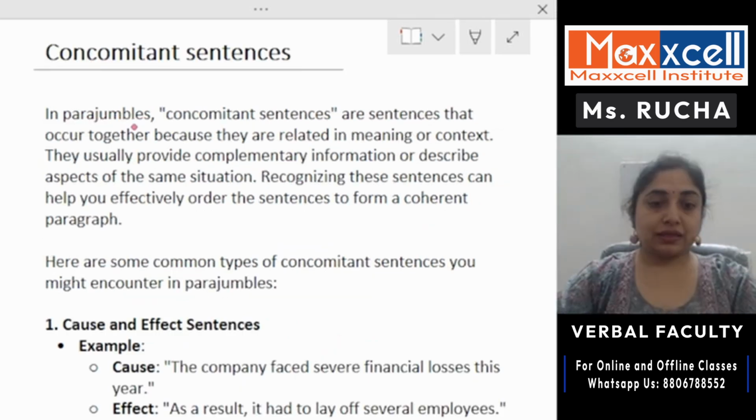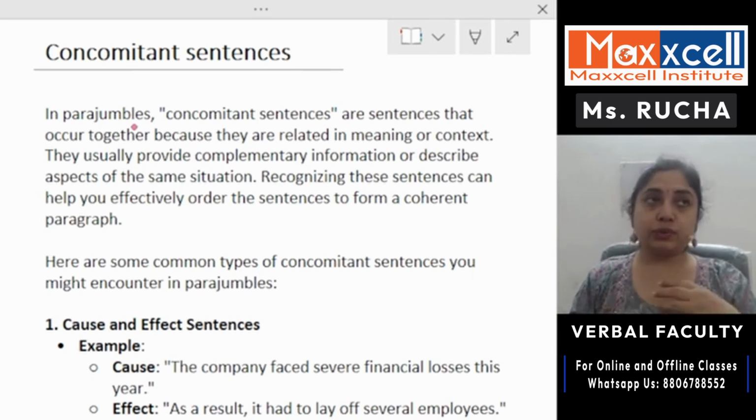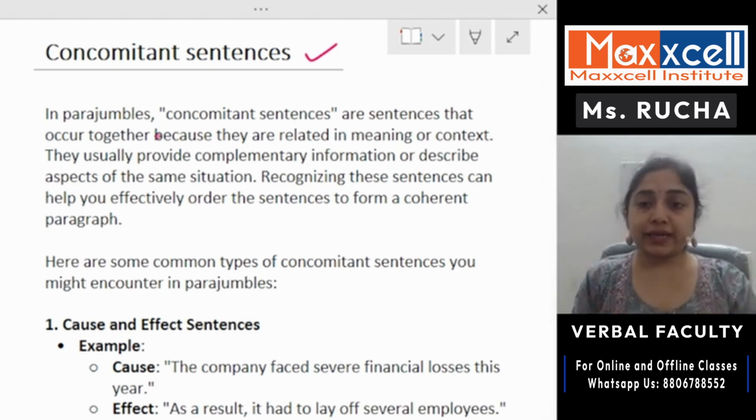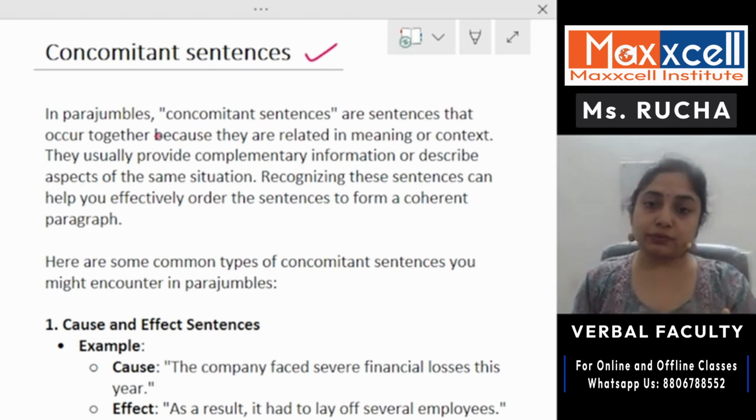related to Parajumbles. Now let us understand how we are supposed to identify which sentence should come first, which sentence should come second. To understand the logic behind this, we have this concept of concomitant sentences. Concomitant sentences are sentences which are obviously and logically related to each other. When we identify such sentences, it becomes easier for us to identify which sentence will come first and which will come next to it because of their relation. So let us read the definition and understand it in detail.